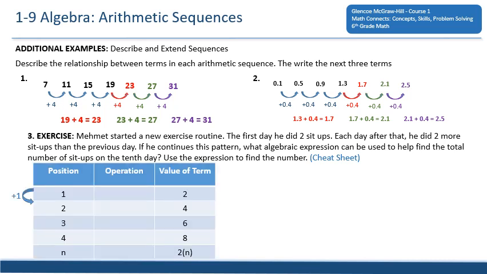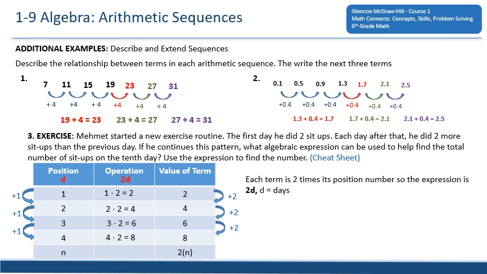So here's our trusty little table. And if we look at the difference between positions, it's plus 1. And every time we go up 1 in position, we're going to go up 2 in the value of the term. So we can see that's true throughout our table. So our operation is going to be 1 times 2 equals 2. 2 times 2 equals 4. 3 times 2 equals 6. 4 times 2 equals 8.